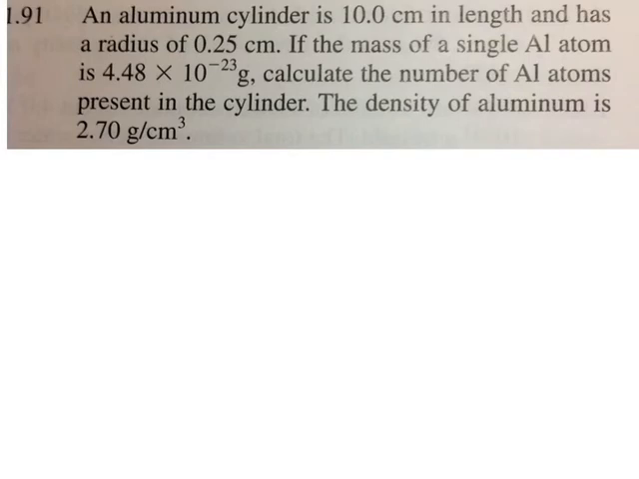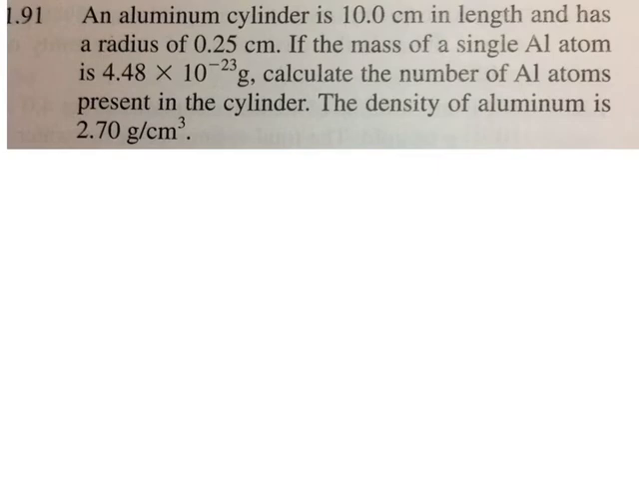Alright, this problem is a good example of a problem where you're going to use multiple problem-solving techniques in order to determine the answer. It says an aluminum cylinder is 10.0 centimeters in length and has a radius of 0.25 centimeters. If the mass of a single aluminum atom is 4.48 times 10 to the minus 23 grams, calculate the number of aluminum atoms present in the cylinder. They also tell us the density of aluminum is 2.70 grams per cubic centimeter.